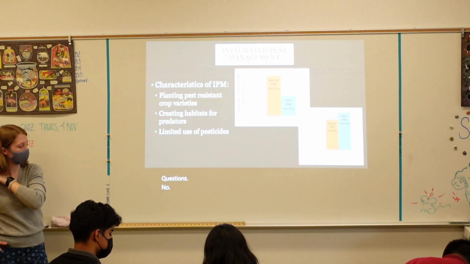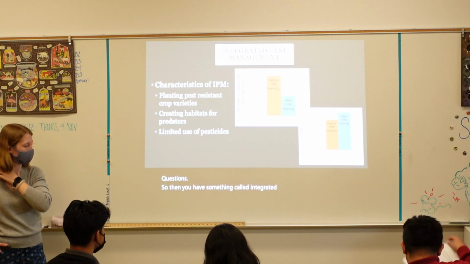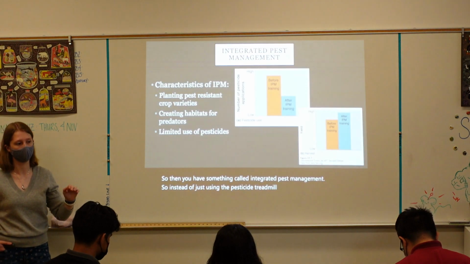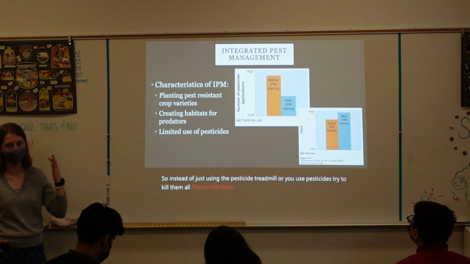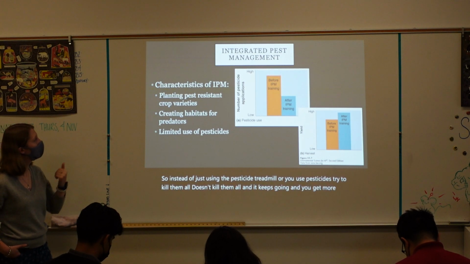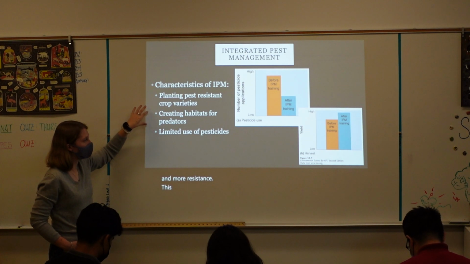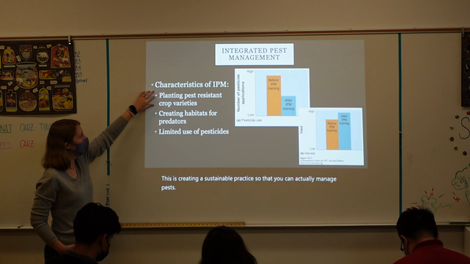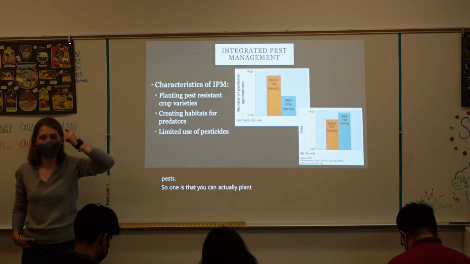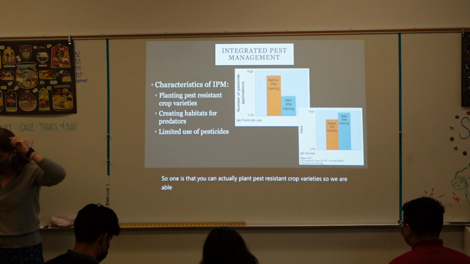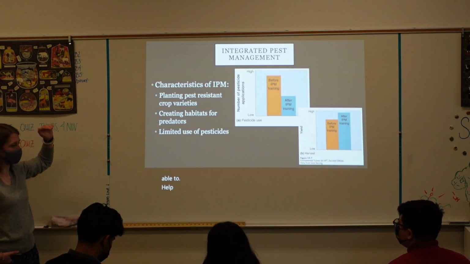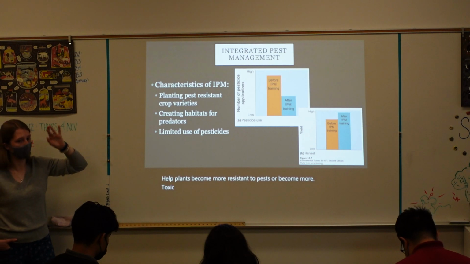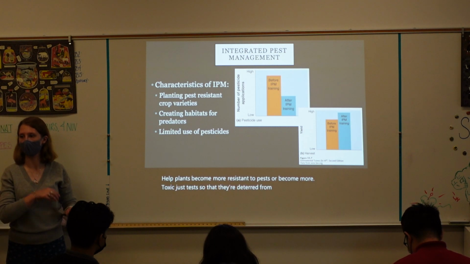So then you have something called integrated pest management. Instead of just using the pesticide treadmill, where you use pesticides trying to kill them all, it doesn't kill them all, and then it keeps going and you get more and more resistance, this is creating a sustainable practice so that you can actually manage pests. One way is to plant pest-resistant crop varieties. We are able to help plants become more resistant to pests or more toxic to pests so that they're deterred from eating the leaves or fruit.